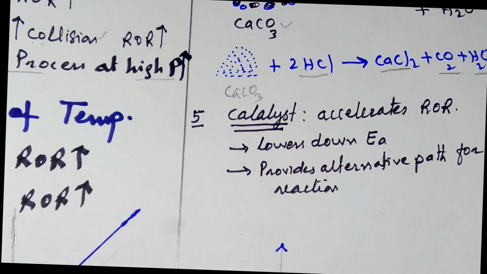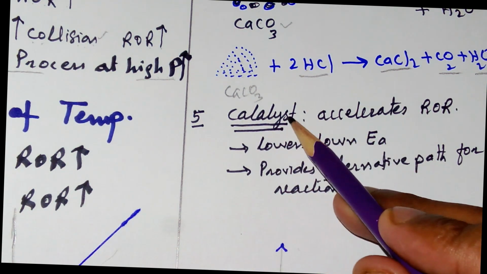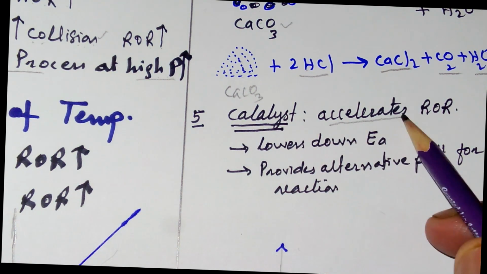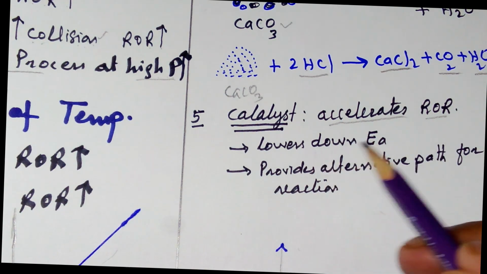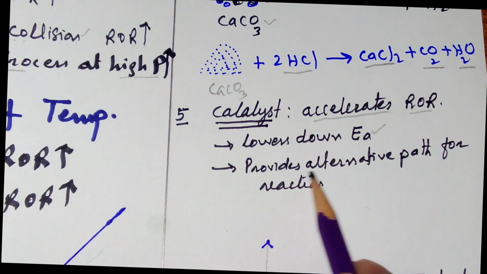The fifth factor is a catalyst. What is the meaning of catalyst? A catalyst accelerates the rate of the reaction, lowers the activation energy, or provides an alternative path for the reaction.